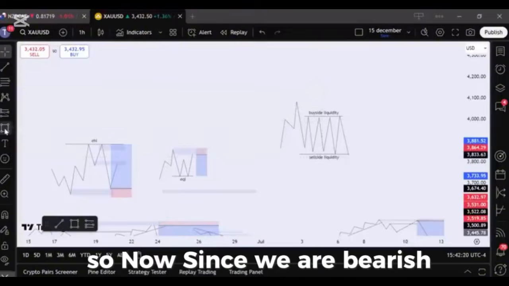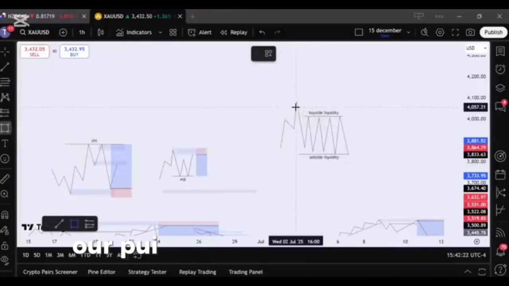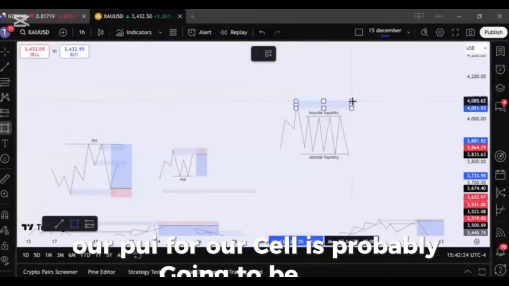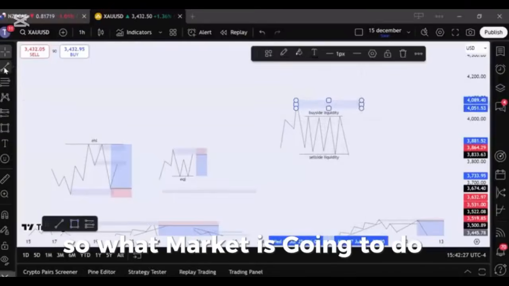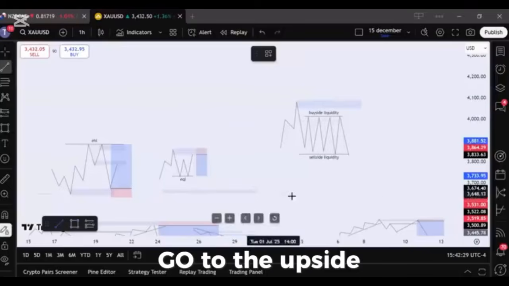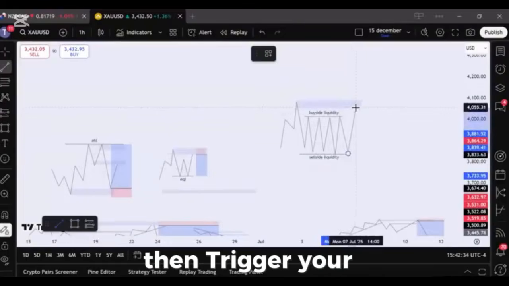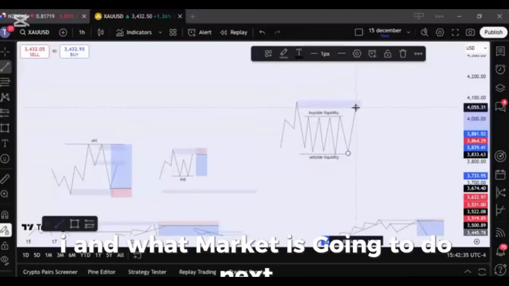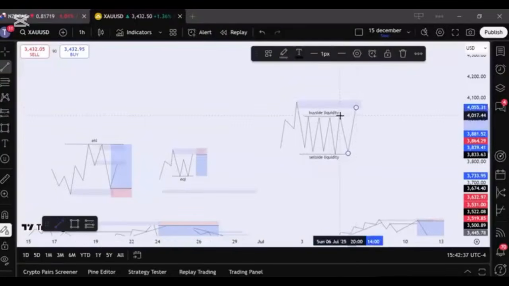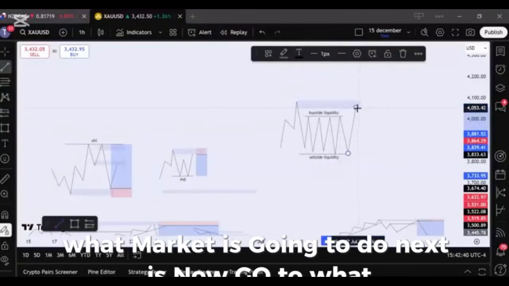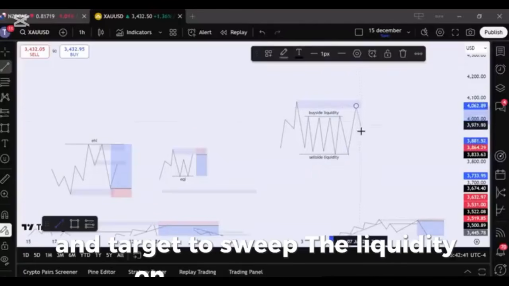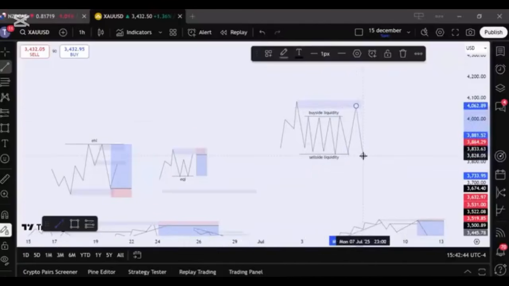So now, since we are bearish because we got this structure shift, our POI for our sell is probably going to be here. So what market is going to do is what? Eventually go to the upside and then sweep the liquidity on the upside first, take it out, then trigger your POI. And what market is going to do next, so it's from the buy side liquidity first, what market is going to do next is now go to what? And target to sweep the liquidity on the sell side here.